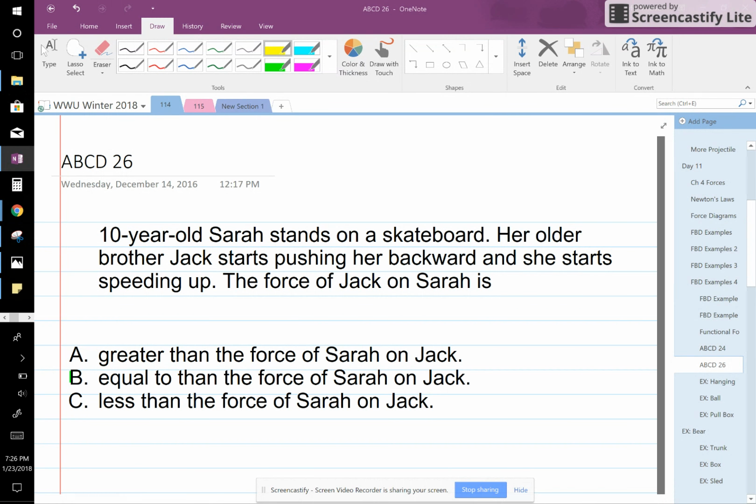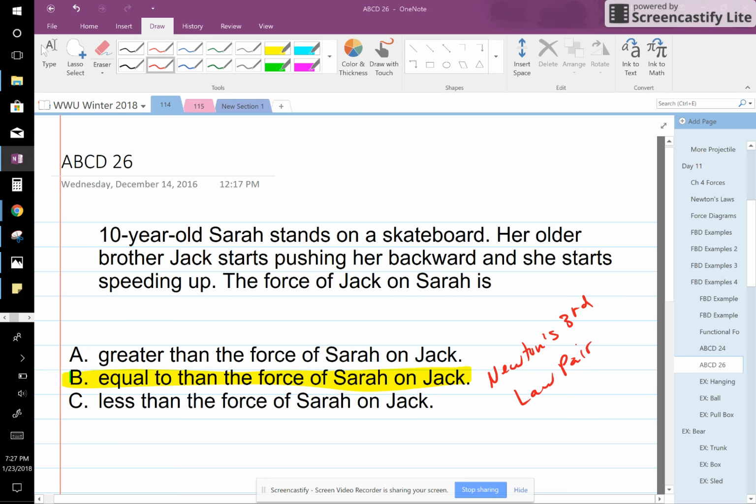Okay, so for this one, I just kind of want to give you the answer straight out. The force of Jack on Sarah is equal to the force of Sarah on Jack. This is just a straight up Newton's third law pair problem. And this is no different than the example that I give over and over again. If I'm touching the wall, the wall is touching me, and those two forces have to be equal and opposite to one another.